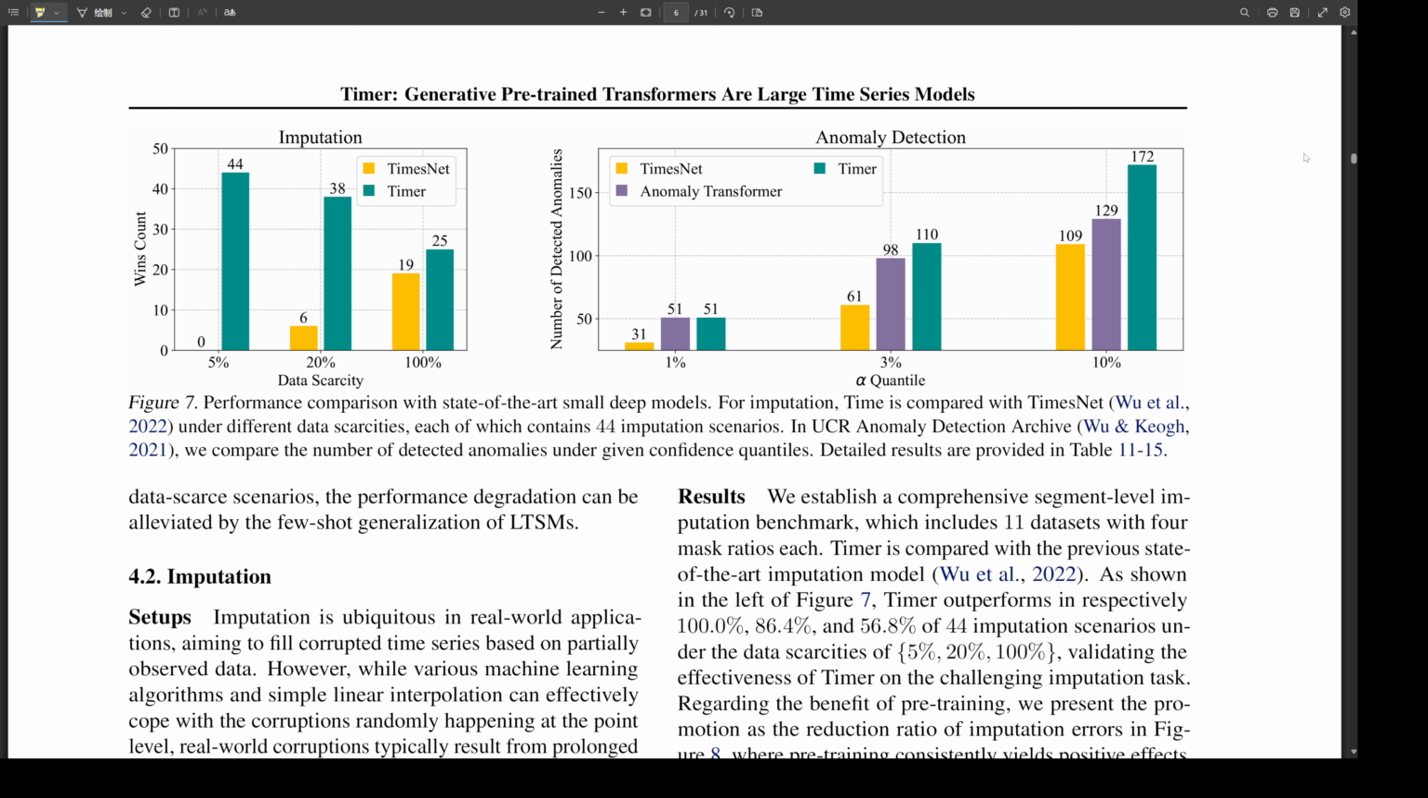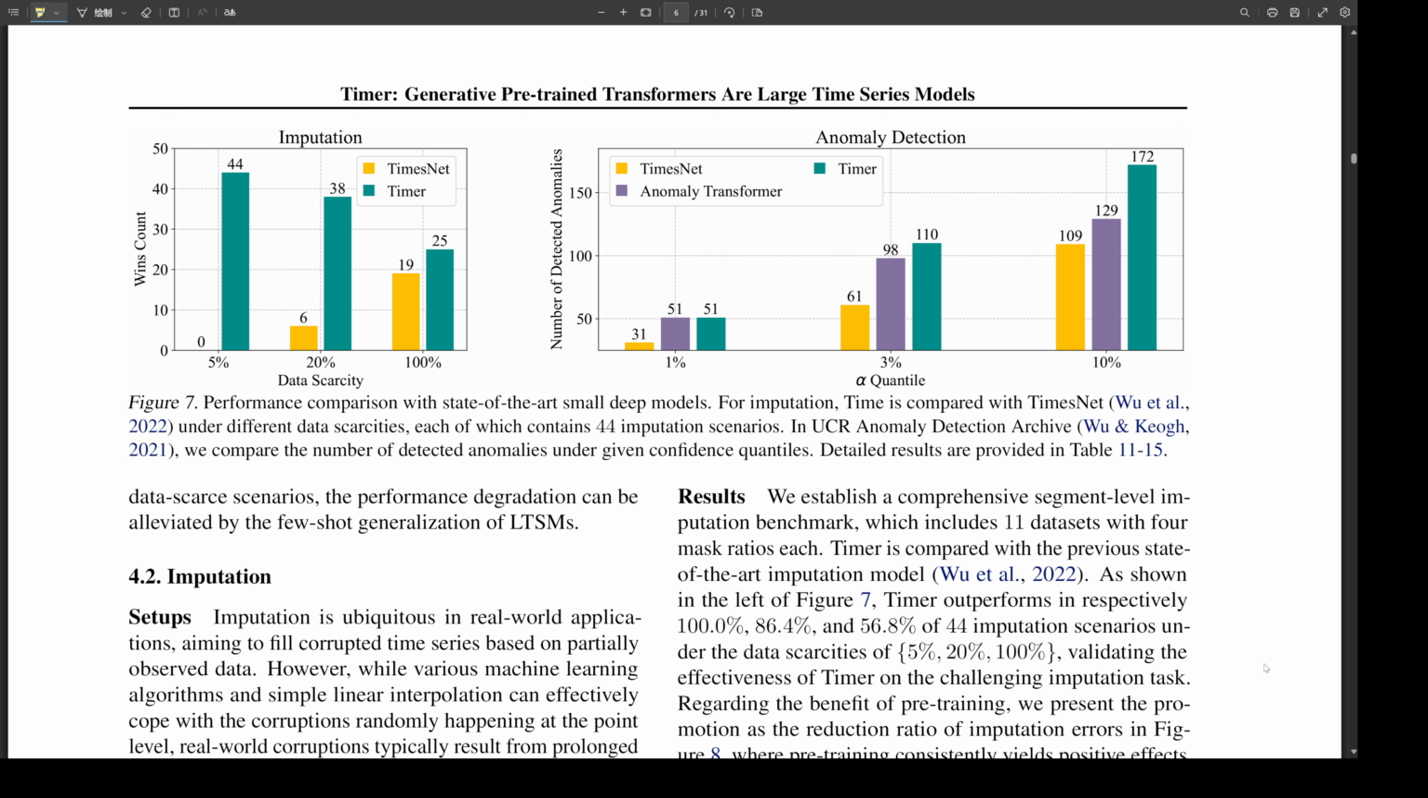Exactly. And they tested Timer on a particularly tricky type of imputation called segment level imputation. This is where entire chunks of data are missing, like having whole paragraphs missing from a text. That sounds really tough. How did Timer do? It did great. They used 11 different data sets and removed different amounts of data from each one to see how well Timer could reconstruct it. And the results are really impressive. It consistently beat the previous best model, especially when those larger chunks of data were missing.